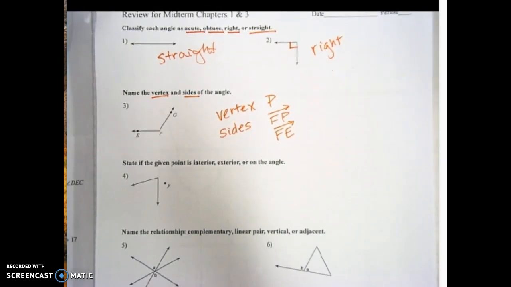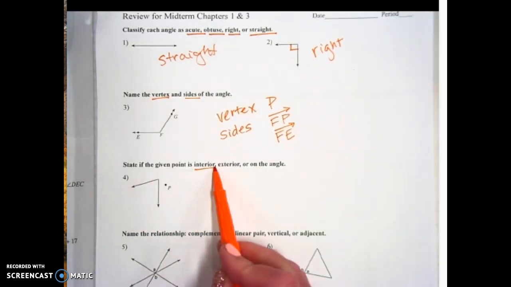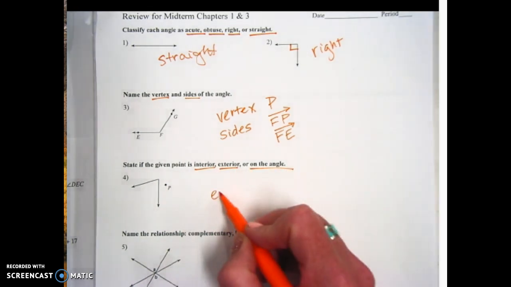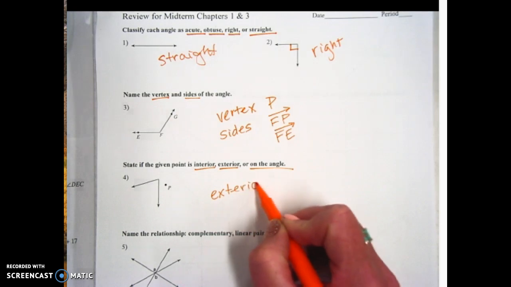Number 4 says, state if the given point is interior or exterior or on the angle. P is exterior, which is outside.